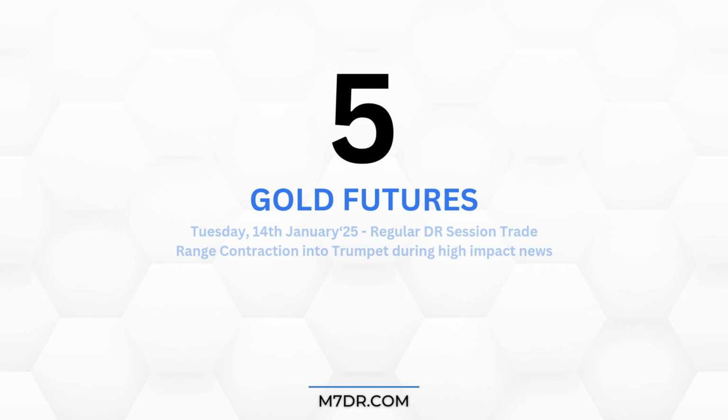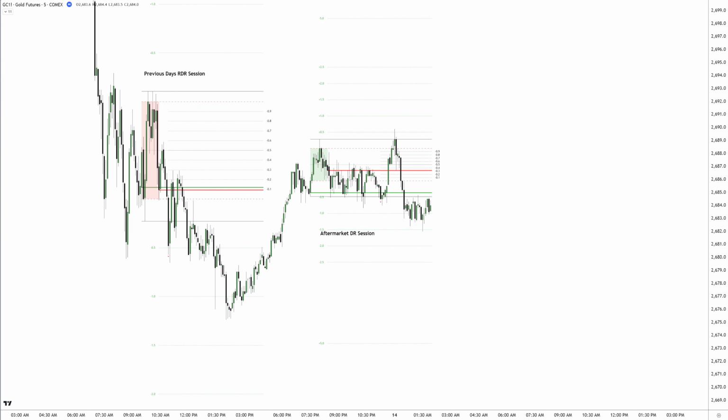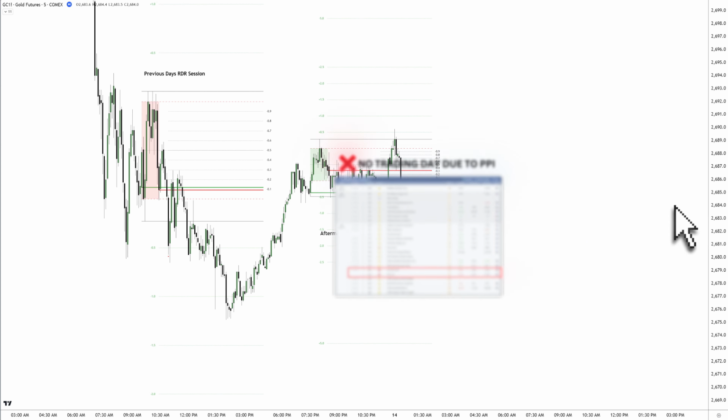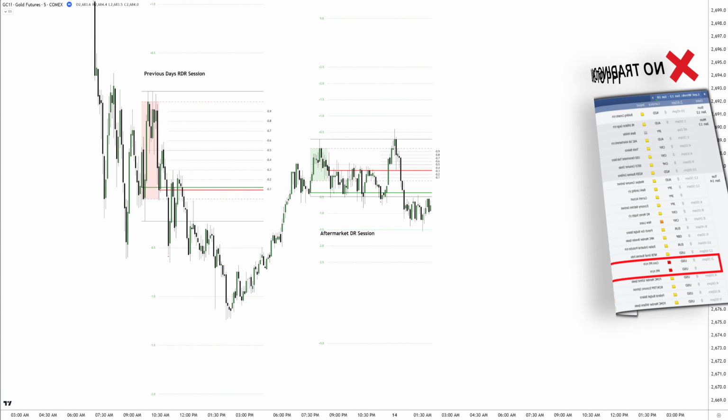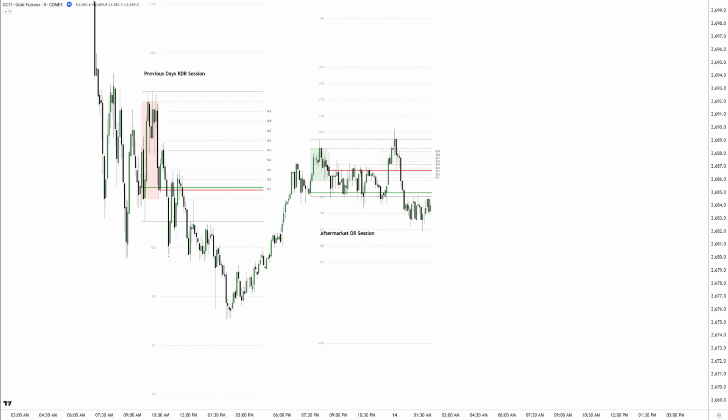Number 5. Gold Futures, Tuesday's range contraction model into trumpet price action during high-impact news day. This is a prime example of how a DR range contraction model can develop into trumpet-like price action. While this day was not suitable for trading due to high-impact news like the PPI release, it offers excellent insights into DR/IDR characteristics and price dynamics worth studying.